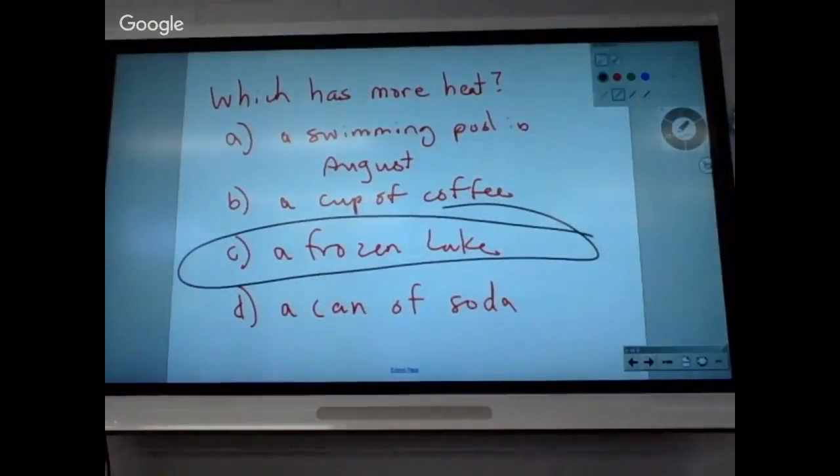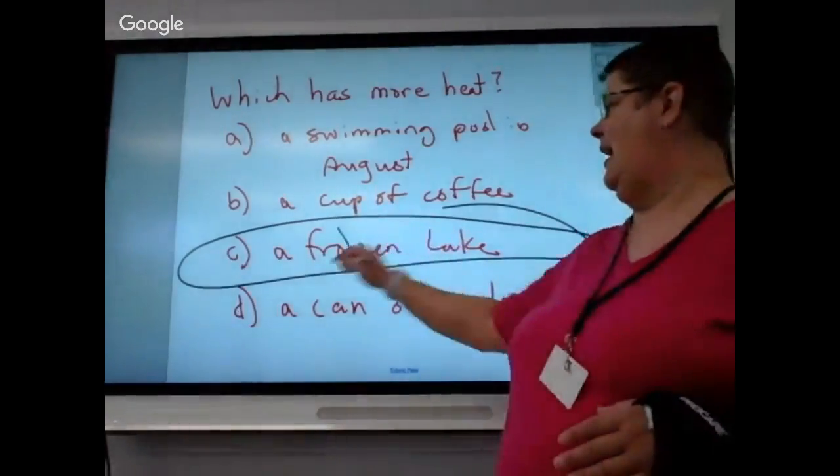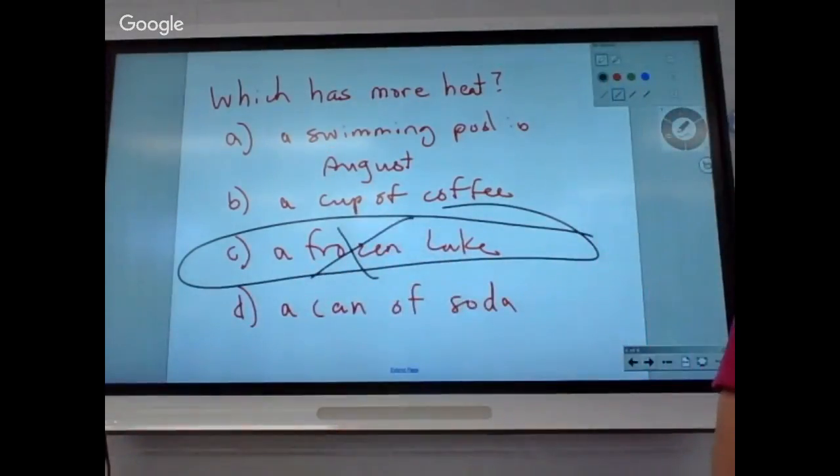Why is it C? Because it's big. It's massive when you compare it to A, B, and D. So it doesn't matter that it's frozen, it's gigantic when you compare it to the others. When you add up all the particles, it has more heat than the others. That's why I asked you. Frozen. Okay? So it doesn't matter that it's frozen. Take that out. It's huge when you compare it to the other 3 objects.